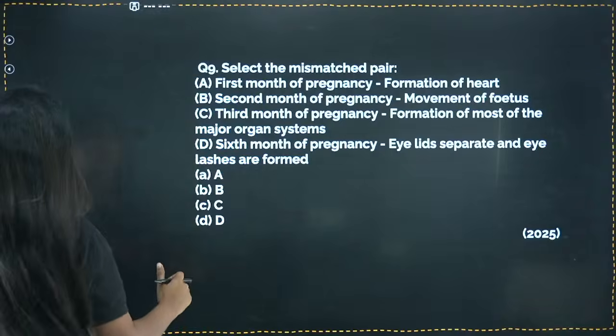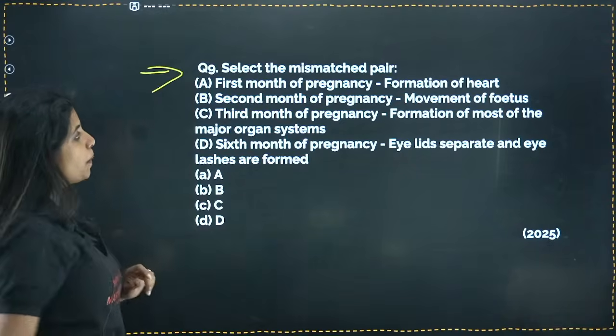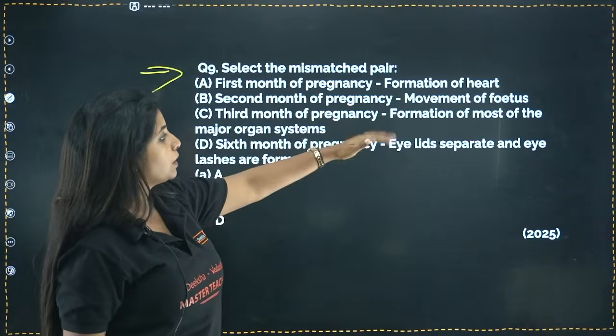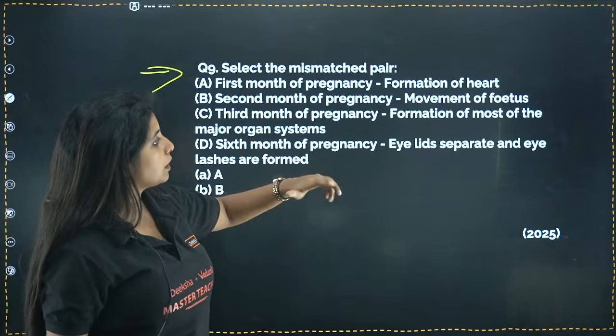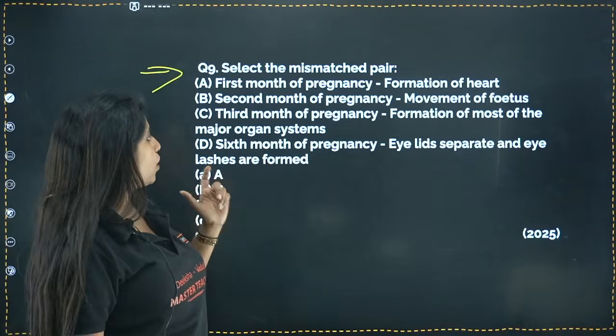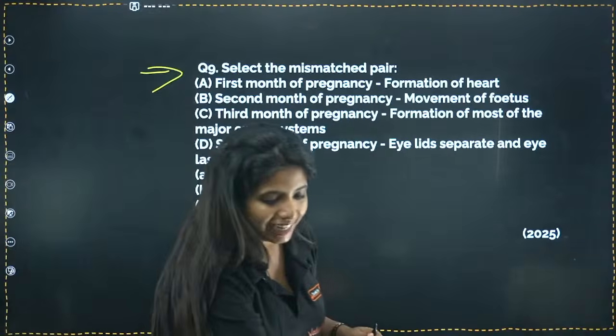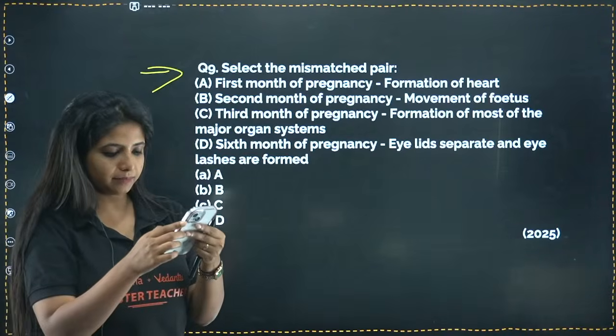Fine. Next question. Try to solve this question. Select the mismatched pair. First month of pregnancy, formation of heart. Second month of pregnancy, movement of fetus. Third month of pregnancy, formation of most of the major organ systems. 6th month of pregnancy, eyelids separate and eyelashes are being formed. Tell me the answer for this particular question, guys.